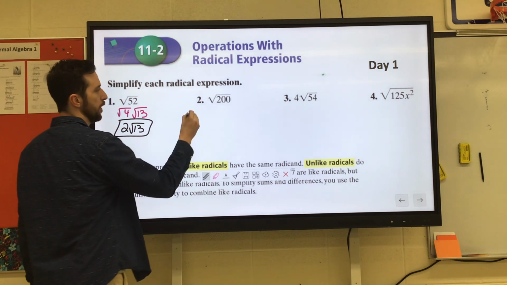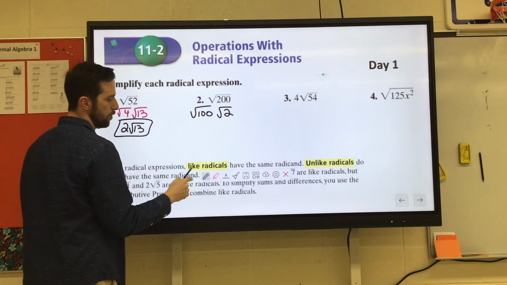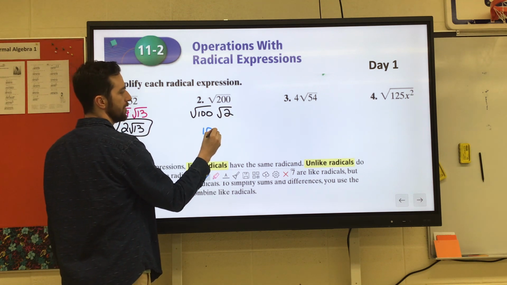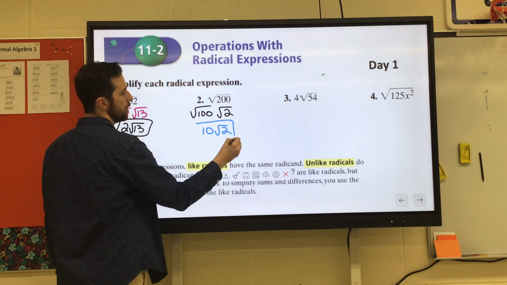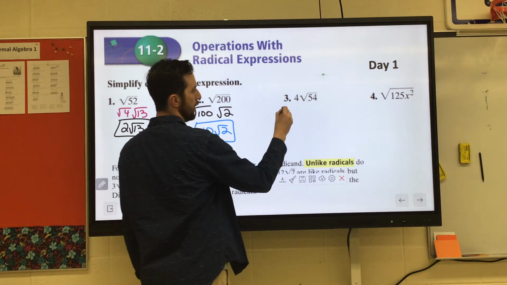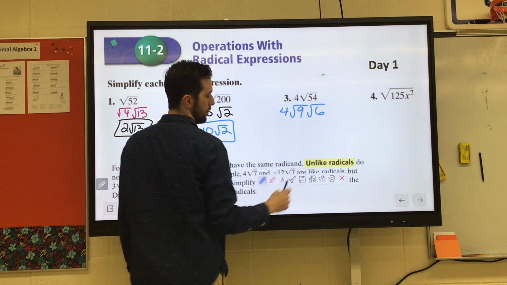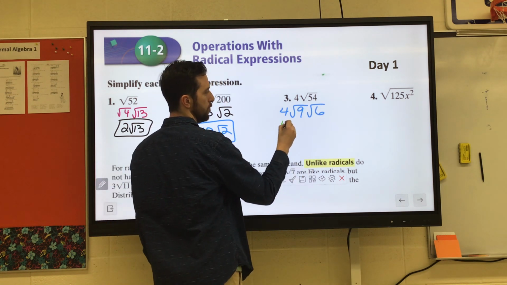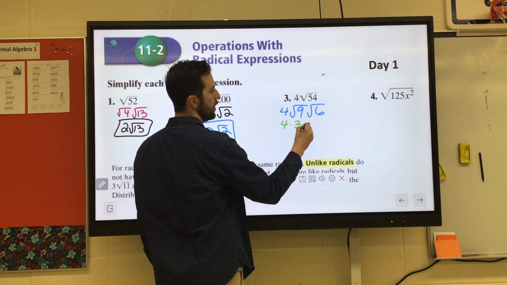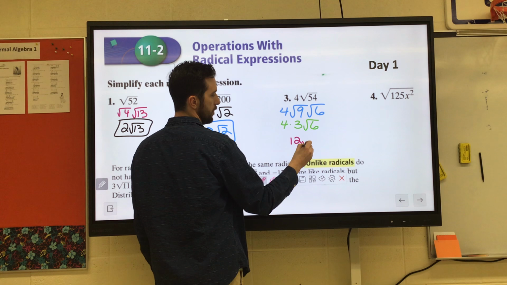200, we're like, oh my gosh, that's 100 times 2. The square root of 100 was 10 root 2. And we're like, 4 root 54, get out of here with that noise. I know that 9 goes into 54. 4 times the square root of 9 is 3. 4 times 3 root 6 is 12 root 6.